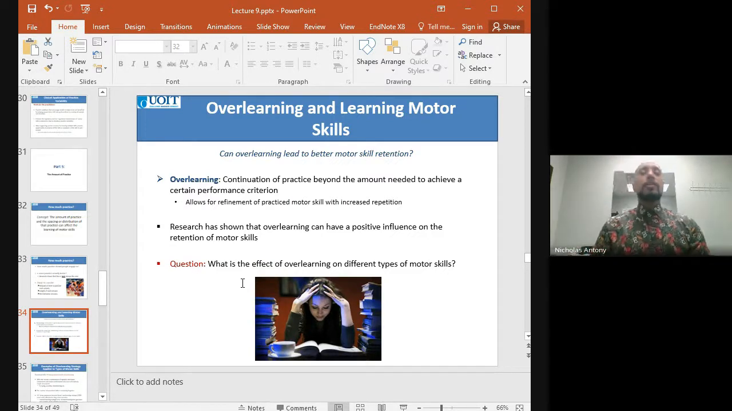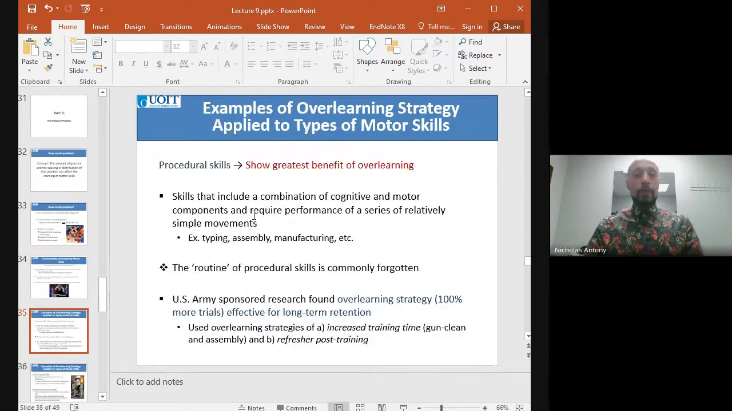So the first concept to understand is overlearning. That came from this idea in research where they would look at the amount of trials required to get up to a certain performance level. So this came from a study from the US Army.